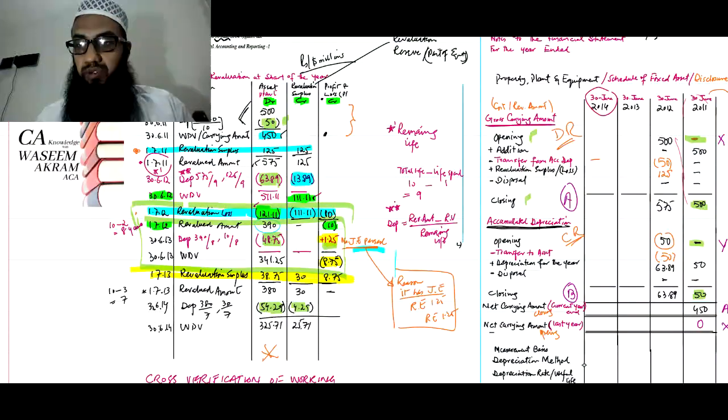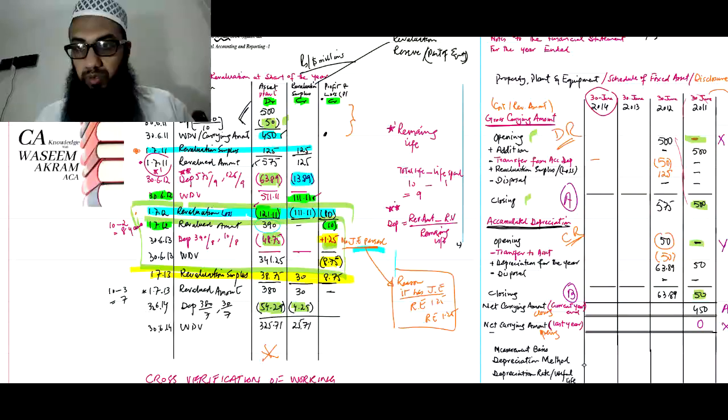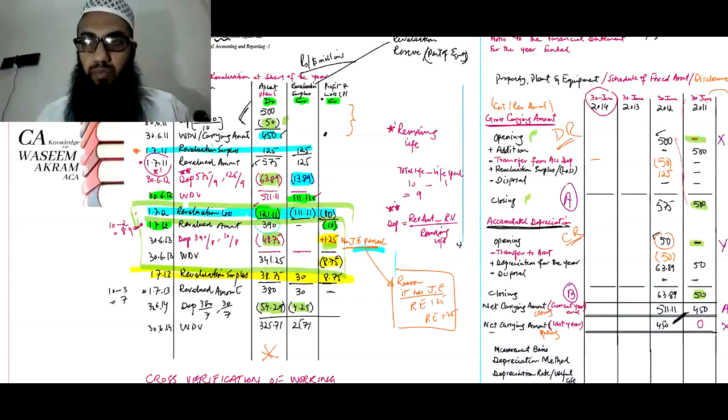No need to do more working. Your working is 575 minus 63.89. That is written over here, 511.11, which is the WDV. This is basically the WDV. Now for the previous year, you can see right here and put it here. If you are in a hurry, just write 450. If not, 500 minus 50 is equal to 450 last year. Take both openings, 500 minus 50 is equal to 450.